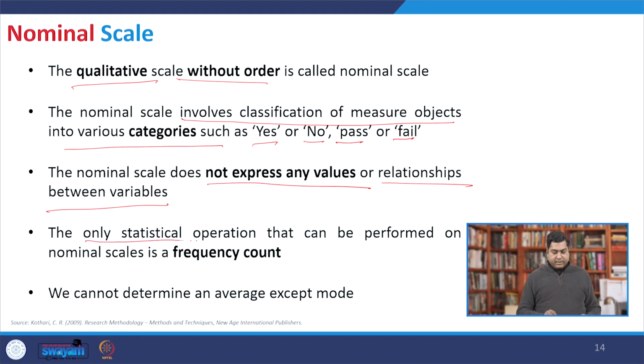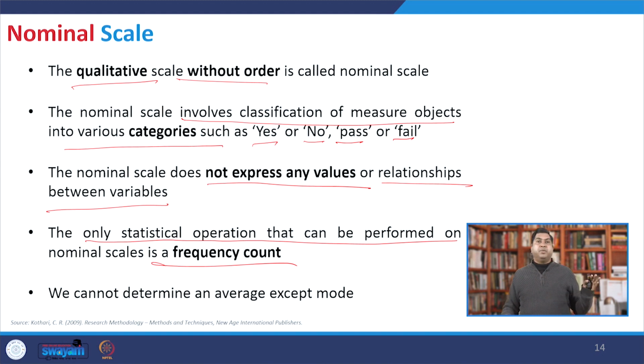The only statistical operation that can be performed in such a case is the frequency count. So suppose you survey a population, or you just take a sample in a particular city and you survey a total of 400 samples.